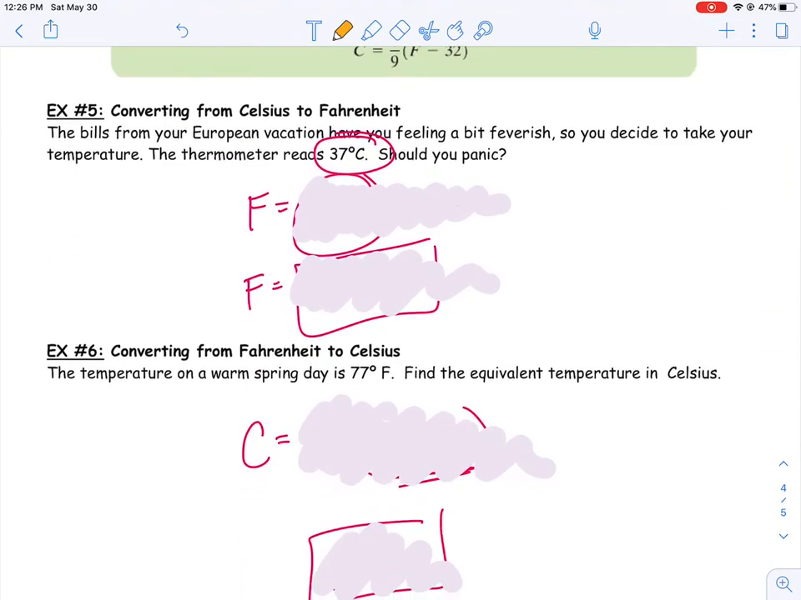In example 5, kind of a corny example. This is your book, not me. It says here, the bills from your European vacation have you feeling a bit feverish, so you decide to take your temperature. The thermometer reads 37 degrees Celsius. Oh my gosh, are you freezing? Should you panic? Well, we're not used to Celsius, most of us, and so 37 degrees Celsius doesn't make much sense. So let's convert it to Fahrenheit to see what our temperature actually is.